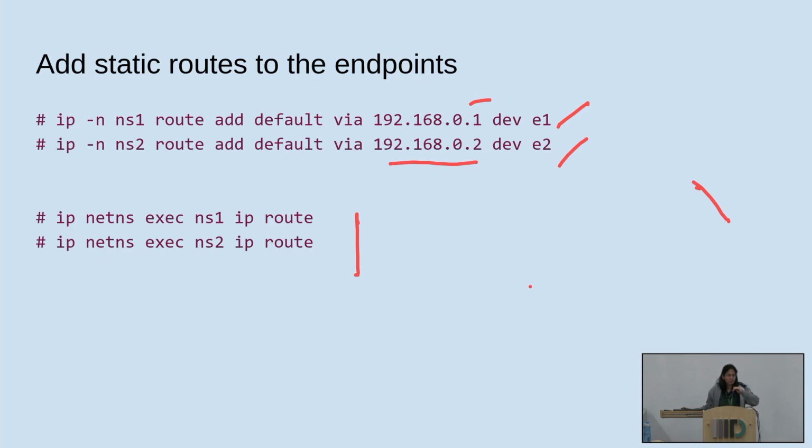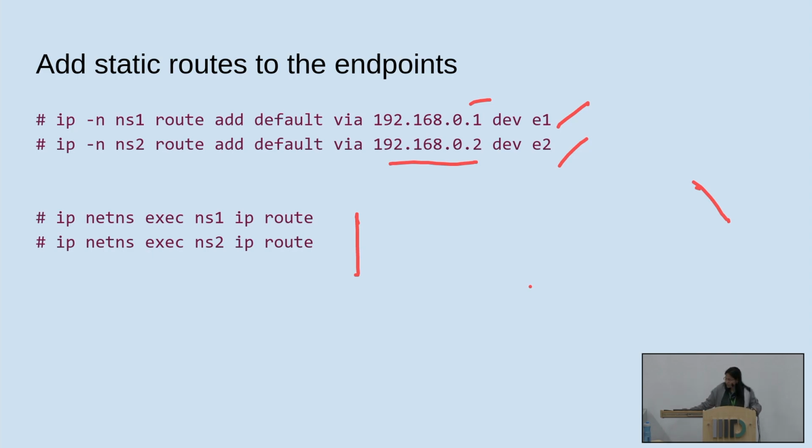Are the routes added for everyone? Show of hands if routes are added.